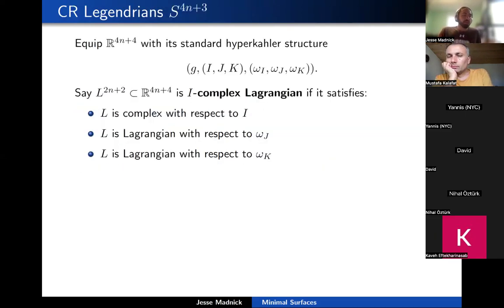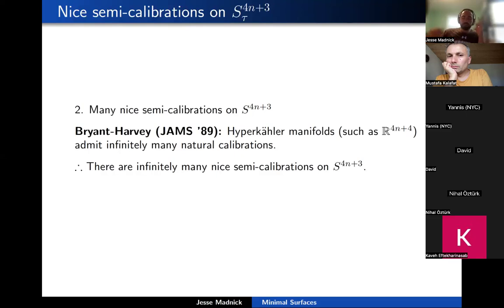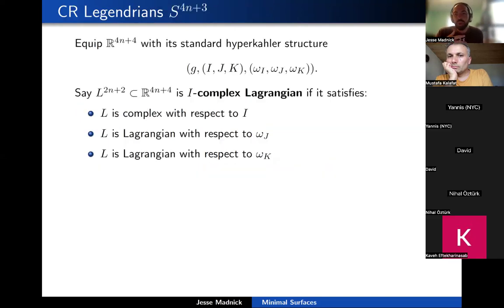Okay, so in closing, I just want to say 1 or 2 more things. Among all of these millions of nice semi-calibrated submanifolds of the 4n plus 3 sphere, are there any that stand out? Are there any distinguished ones, any that you would recommend as being the best? Wading through all the semi-calibrations, my candidate would be the so-called CR Legendrians, which I think are good candidates for possibly a lot of index style and stability style results.